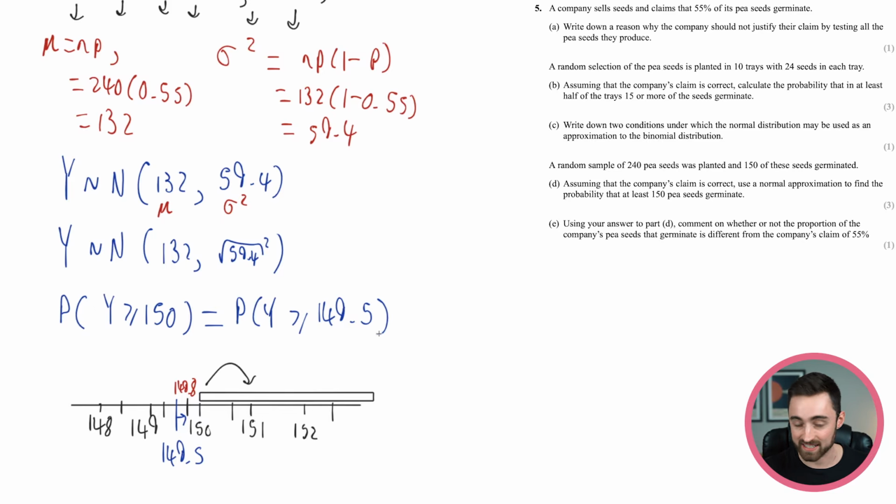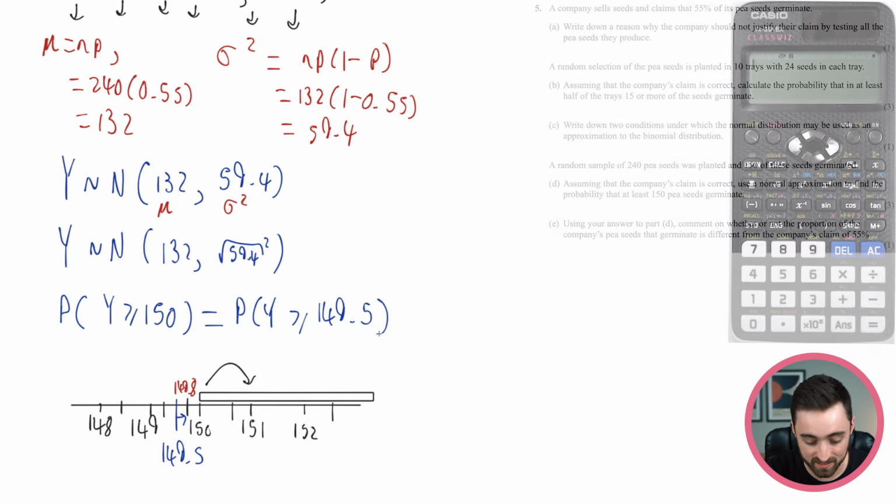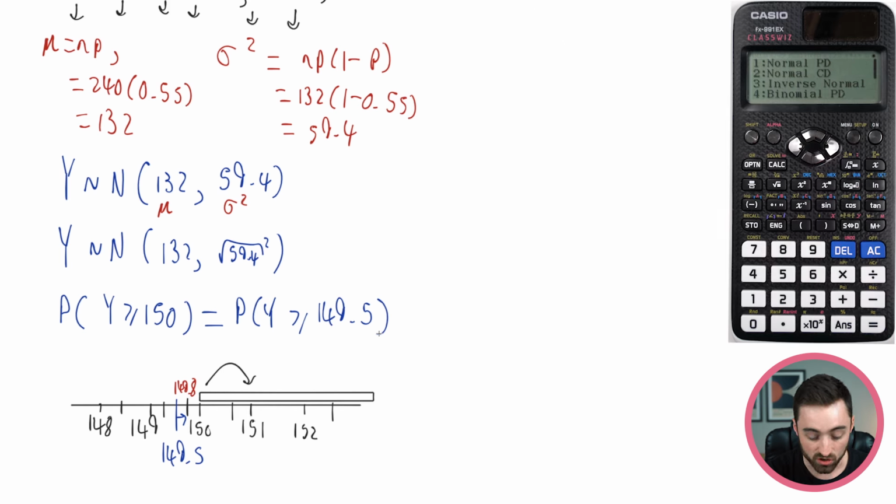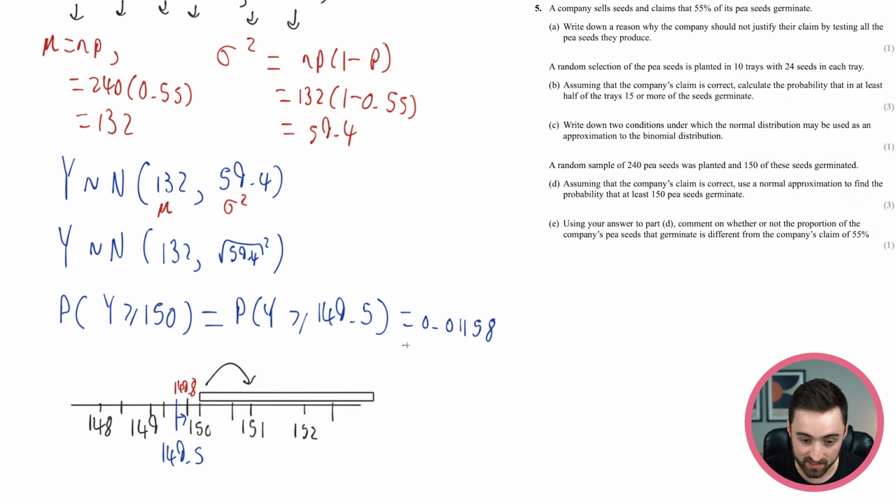Okay, at this point, I can stick some numbers in. So it's just normal probabilities, isn't it? So I'm going to go menu, distributions, normal CD. My lower is 149.5. My upper is just something massive, smash the 9 button, we know the way. Now my sigma is going to be the square root of 59.4. My mu is going to be 132, press equals. And this is going to get me 0.01158. And let's round to 3 sig fig. So this is going to be 0.0116 to 3 sig fig.